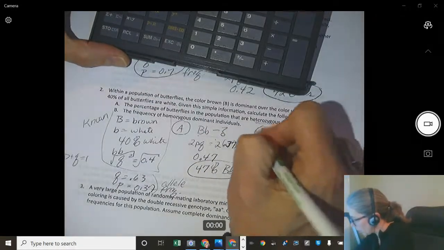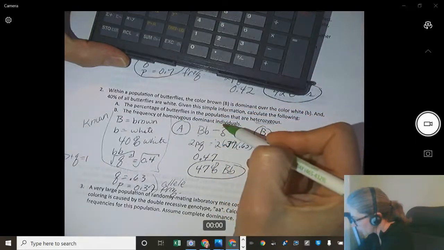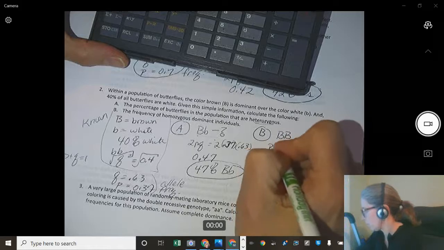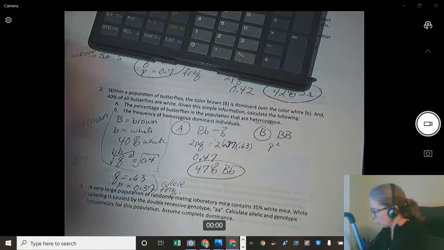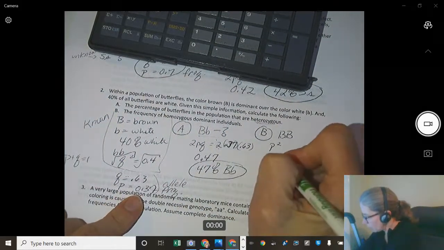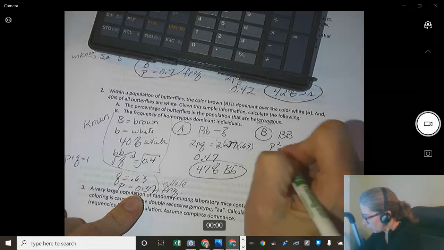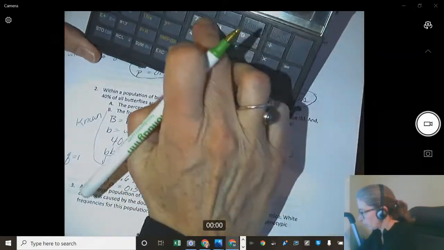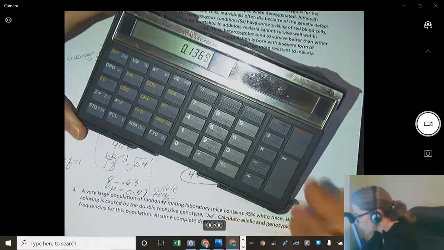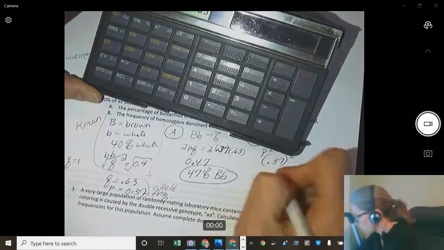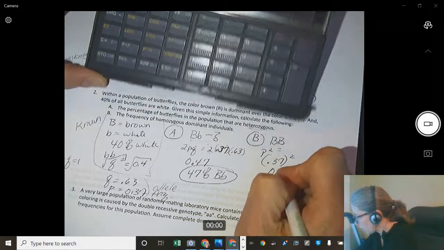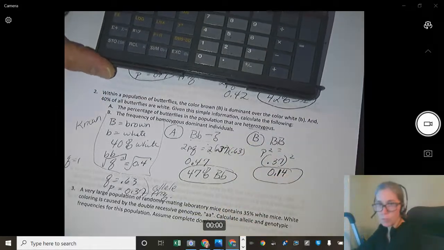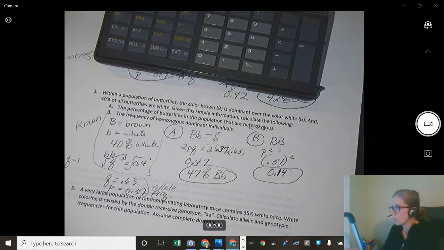Okay, part B, it says the frequency of the homozygous dominant. So homozygous dominant is big B, which is really P squared. So I already know that P is 0.37, so that's just 0.37 squared, right? So 0.37 squared is 0.14. And I don't think they asked for percentage, so I can actually just leave it here for part B.